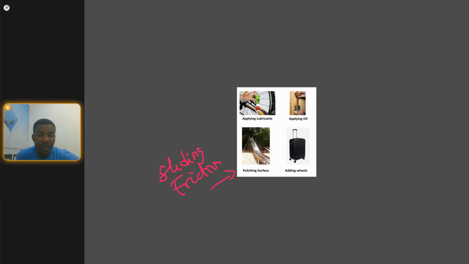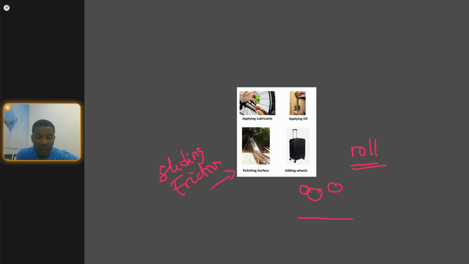Another way of reducing friction is by adding wheels. By adding what? Wheels. Okay? If this traveling bag was not having wheels, do you think it's going to be easy to drag it on the road or drag it on the floor? It's not going to be easy. So you have to add wheels, and those wheels are what we call rollers, that make movement of an object easier.